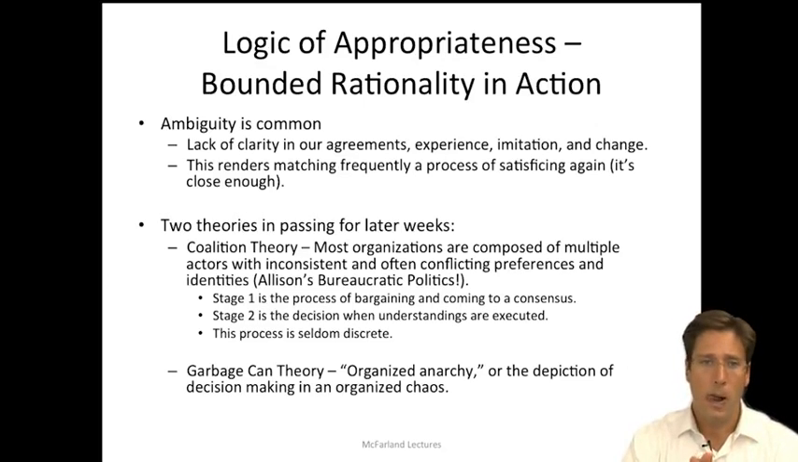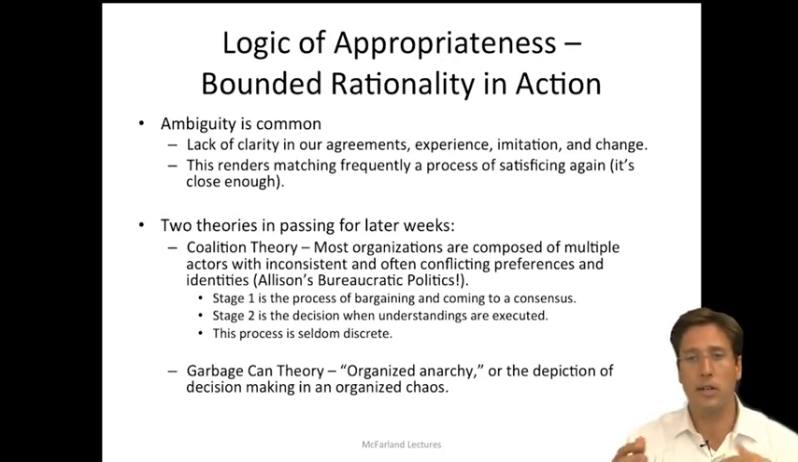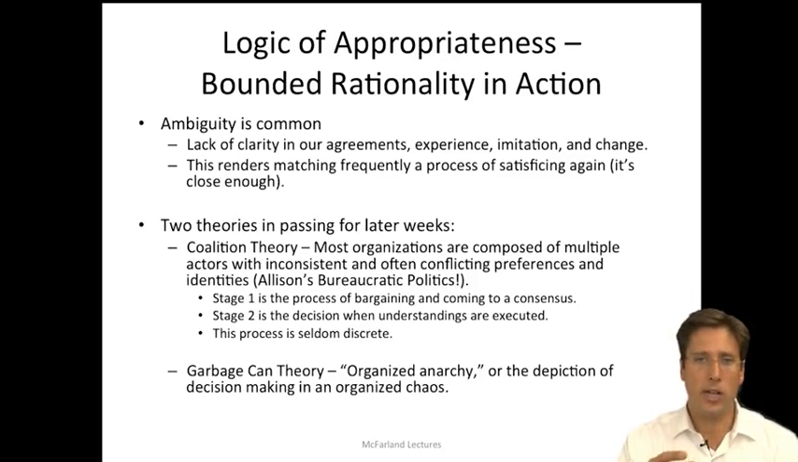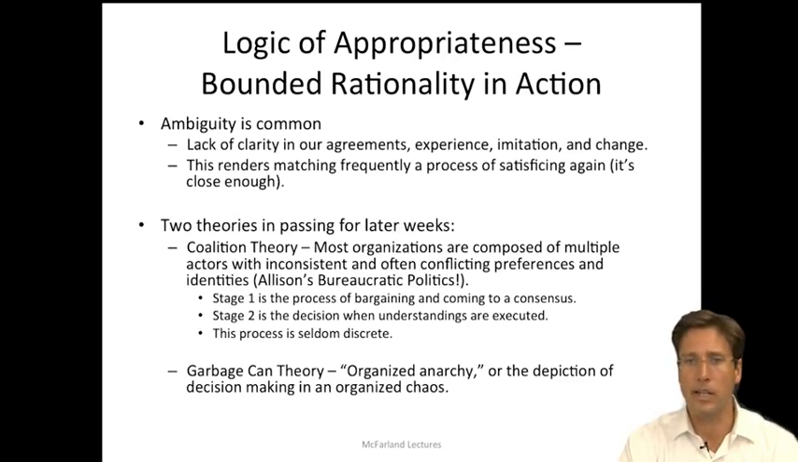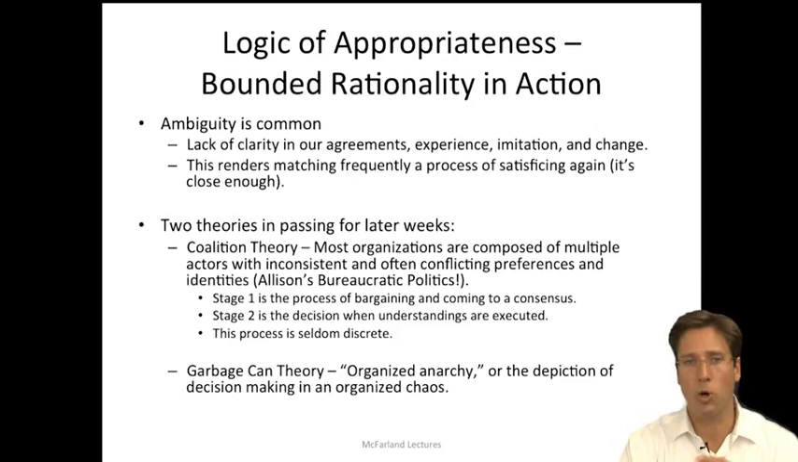preferences and identities. Here, a theory of coalition, so coalition theory, comes into play, as does the negotiation and bargaining process across actors of disparate viewpoints. This is akin to Allison's bureaucratic politics model that you'll read this week. March suggests a two-stage decision model is often depicted, and inaccurately so. That stage one is a process of bargaining and coming to consensus, and stage two is the decision when understandings are executed. Unfortunately, these stages aren't really discrete. They're mini compounding decision moments, and consensus waxes and wanes in the process.